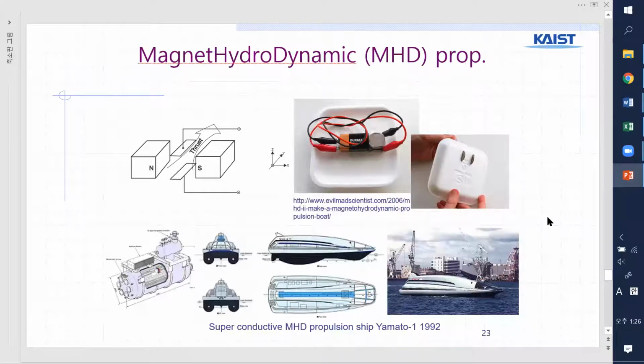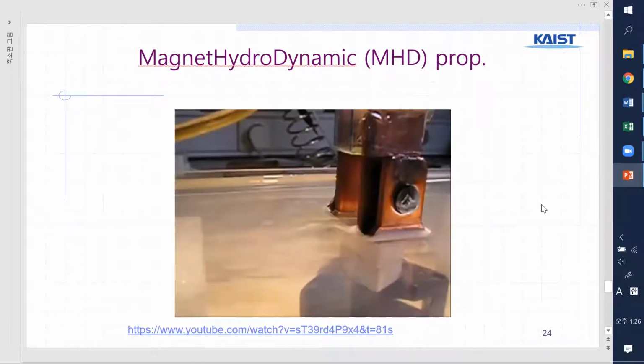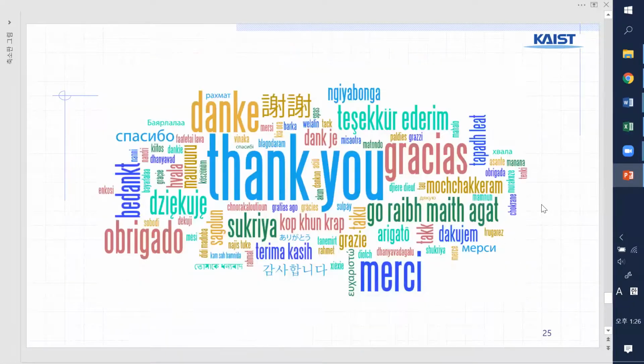But this one has a problem with superconductive material to develop this high energy, high power to propel a ship. You need high power, so you need a special material for this. And there is a video you can see at a later stage. Thank you.